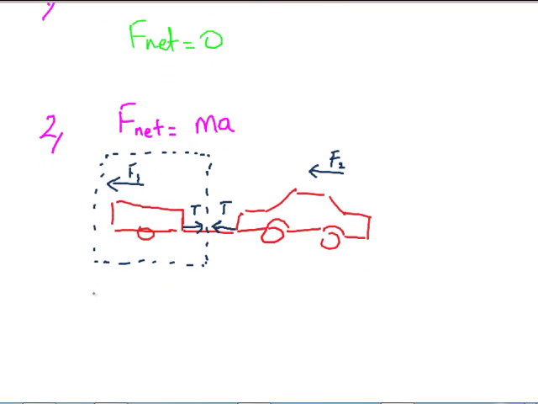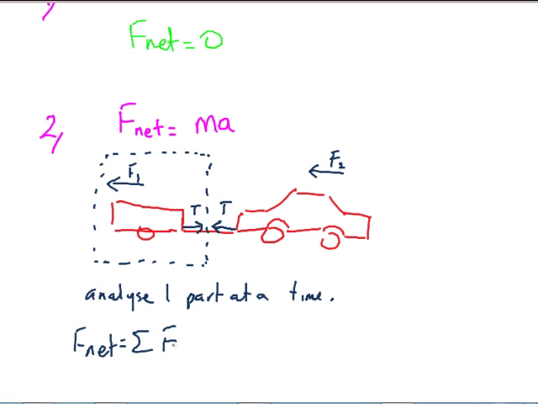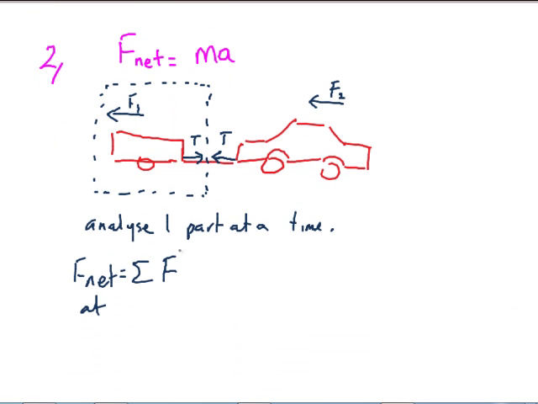So, analyse one part at a time. In this case, F net, if it's in constant motion, F net always equals the sum of the forces, the individual forces. So at constant velocity, F net will equal 0.